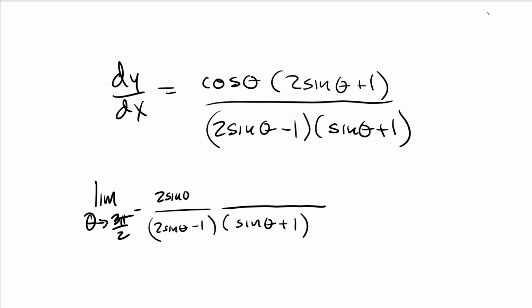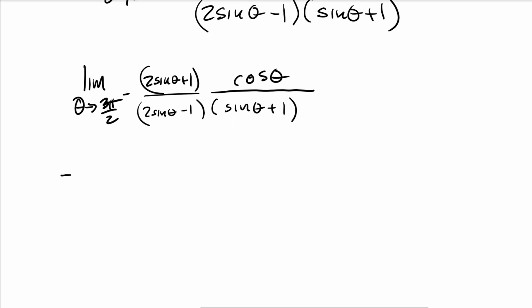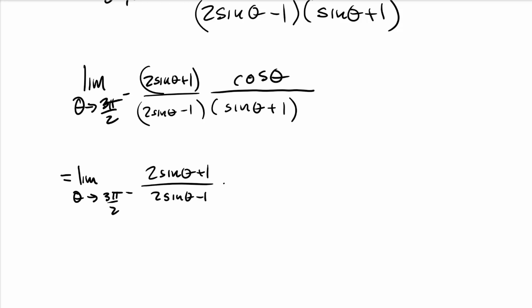Let's write it as 2 sine of theta plus 1 over here and cosine of theta over here. And then we can use our limit laws. Instead of having to bring it all together, it's going to turn disgusting. I don't want to deal with all that. So we can actually just write it this way. And why did I break it up? And why did I choose to put these two over each other?